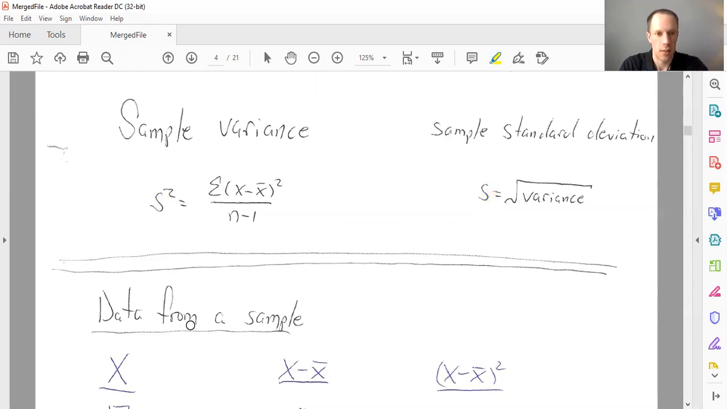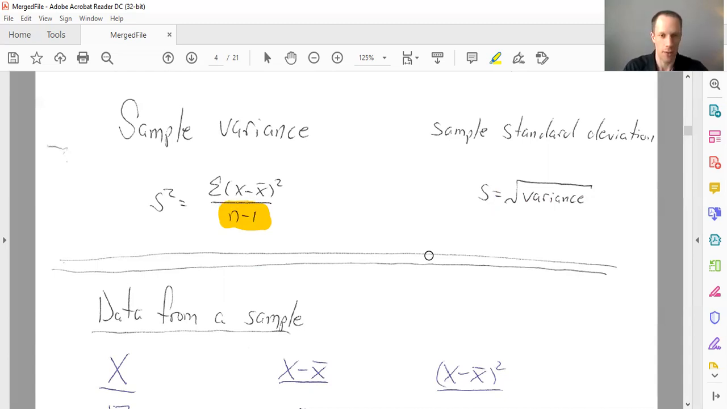You'll find that whenever we work with sample data, we tend to use letters from the English alphabet to represent the statistics. When we work with populations, we tend to use letters from the Greek alphabet to represent the parameters of the population. So that's why we were using Greek letter sigma for population standard deviation, but English letter S for sample standard deviation. Now, the big difference here is whenever you work with the sample variance and calculate that, instead of dividing by n, you actually have to divide by n minus 1.